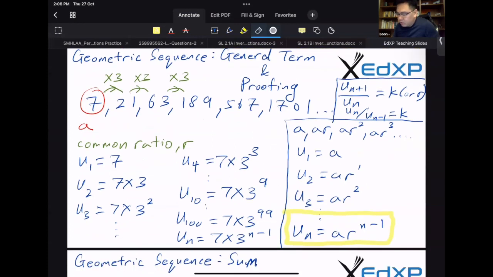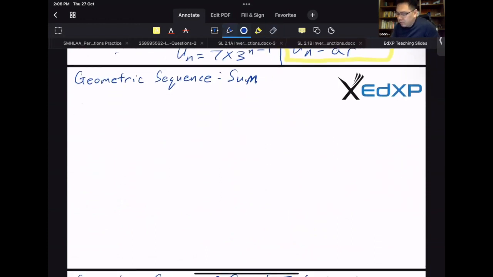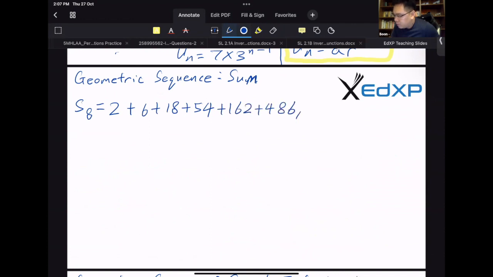Next, I will move on to finding the sum of a geometric sequence. Let's use an example. Maybe I want to do the sum of the first 8 terms of a sequence. First term maybe 2, common ratio maybe 3. So that will be 2 plus 6 plus 18 plus 54, and so on. So this is a common ratio of 3, first term 2. I'm just multiplying by 3 to get the next term.